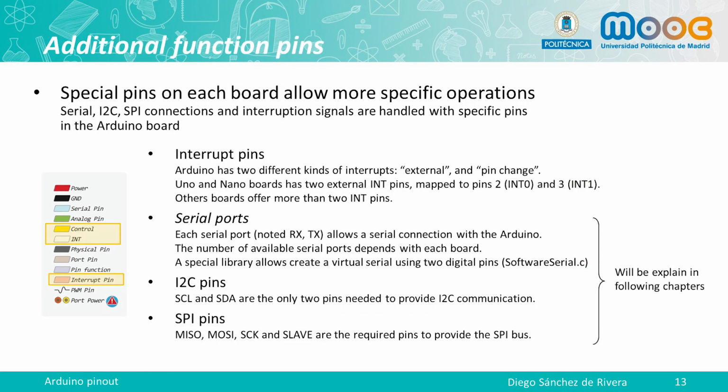In addition to these pins, there are some special pins that allow more specific operations. They include interrupt pins, serial ports, I2C and SPI pins to provide interconnection with external devices. The most important of these communication connections will be explained in the following lessons.